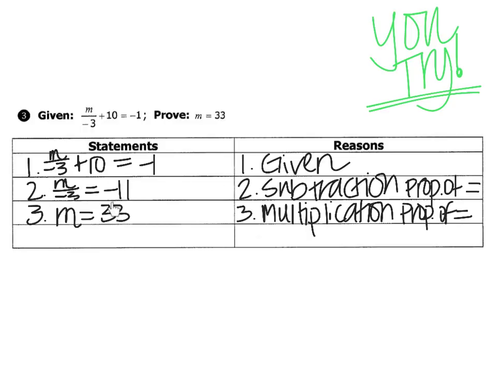The next step we would do to algebraically solve this equation would be to get m by itself. So here we did m divided by -3, so the inverse operation would be to multiply both sides by -3. So we multiply this side of the equation by -3 and multiply this side of the equation by -3. This -3 cancels out, and on this side it equals 33 because -11 times -3 gives you positive 33. So m equals 33. That is what we were trying to prove, and how we went from statement number 2 to statement number 3 was multiplying both sides by -3. So this would be the multiplication property of equality.